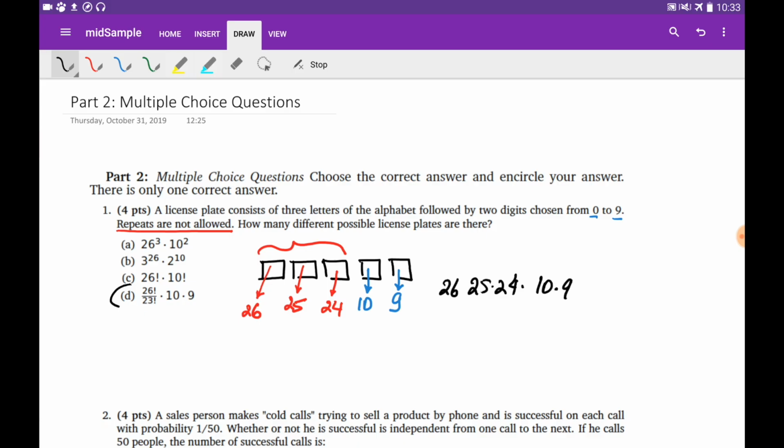Since you can write 26, 25, 24 as 26 factorial divided by 23 factorial, right? If you divide these factorials, you get exactly this value. Multiplied by 10, multiplied by 9 is option D.